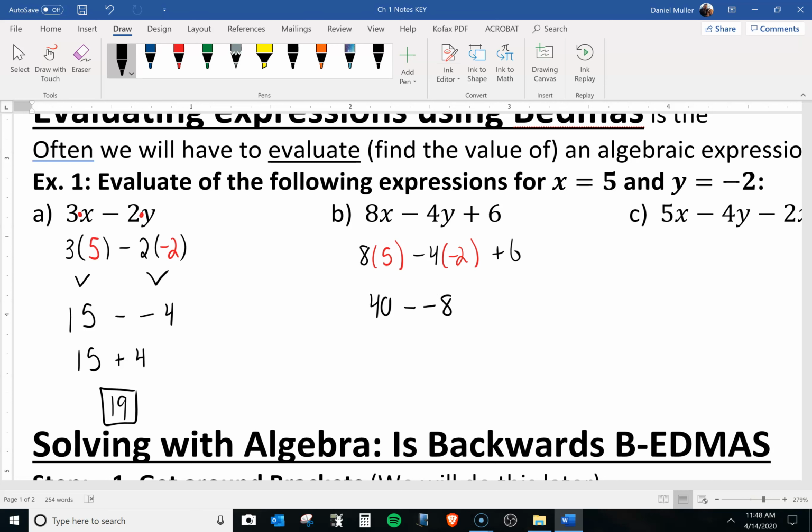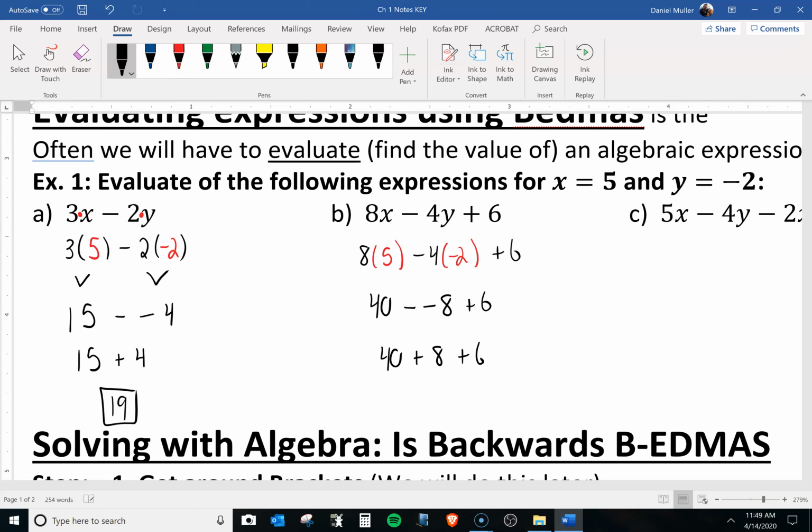Now you could have thought of this as a negative 4 times negative 2. Negative 4 times negative 2 would have been a positive 8, which is actually what we'll get here because the double negative will become a positive 8. So either way could work. And we have this plus 6 that we need to carry down.